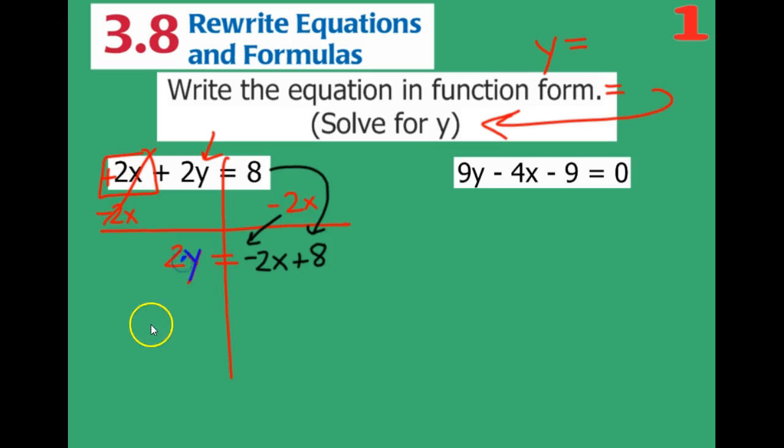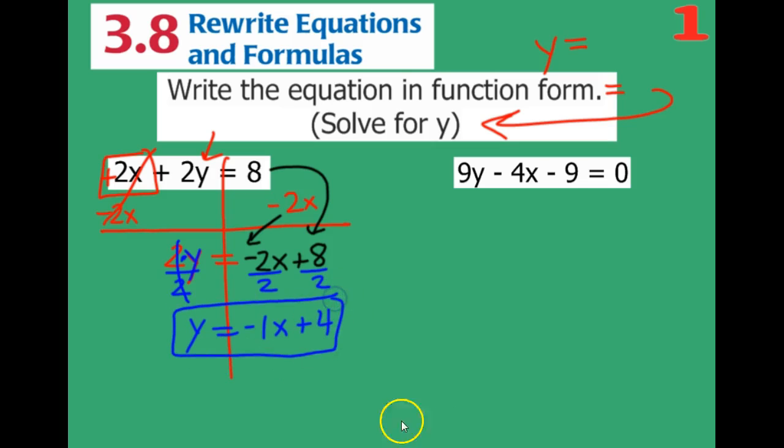It's multiplied by 2, so the opposite of multiplying is going to be divide. Whenever you're dividing, you need to divide every single term by 2, or whatever number you're dividing by. 2 over 2 is just 1. So if we simplify this, it's negative 2 over 2, which is 1x, plus 8 divided by 2, which is 4. We have y all by itself, and we're done.